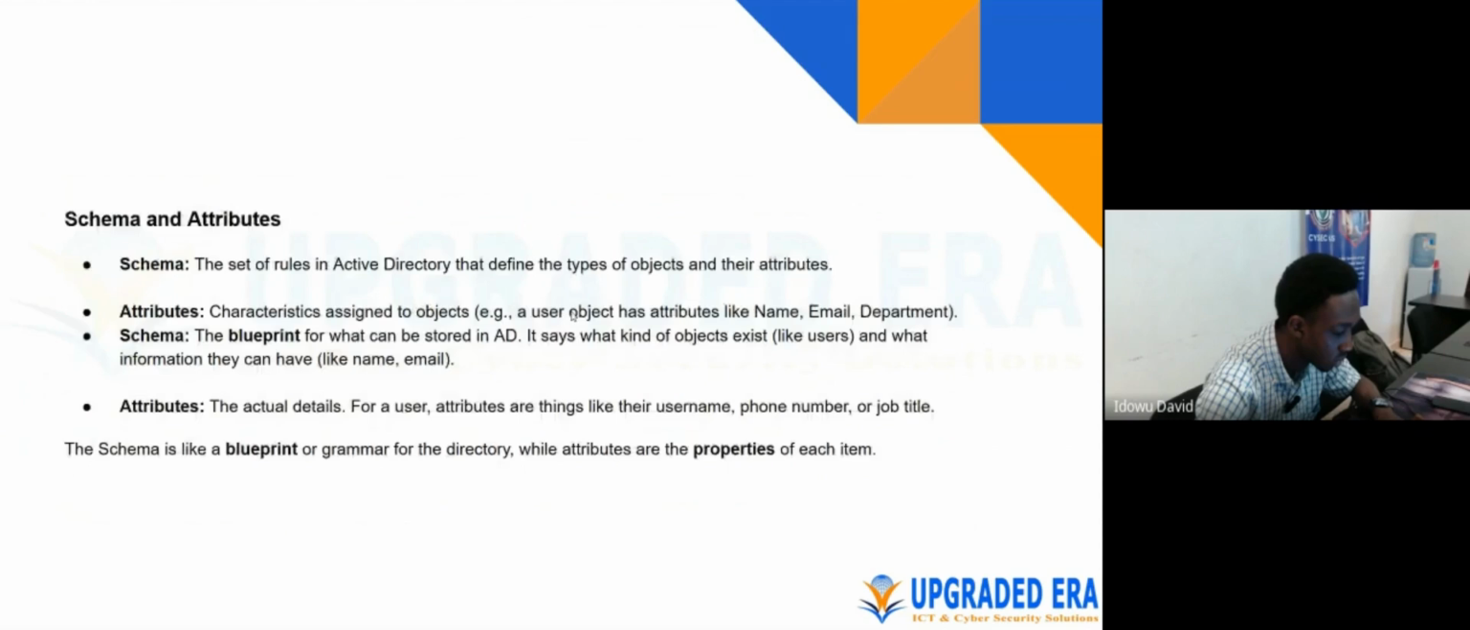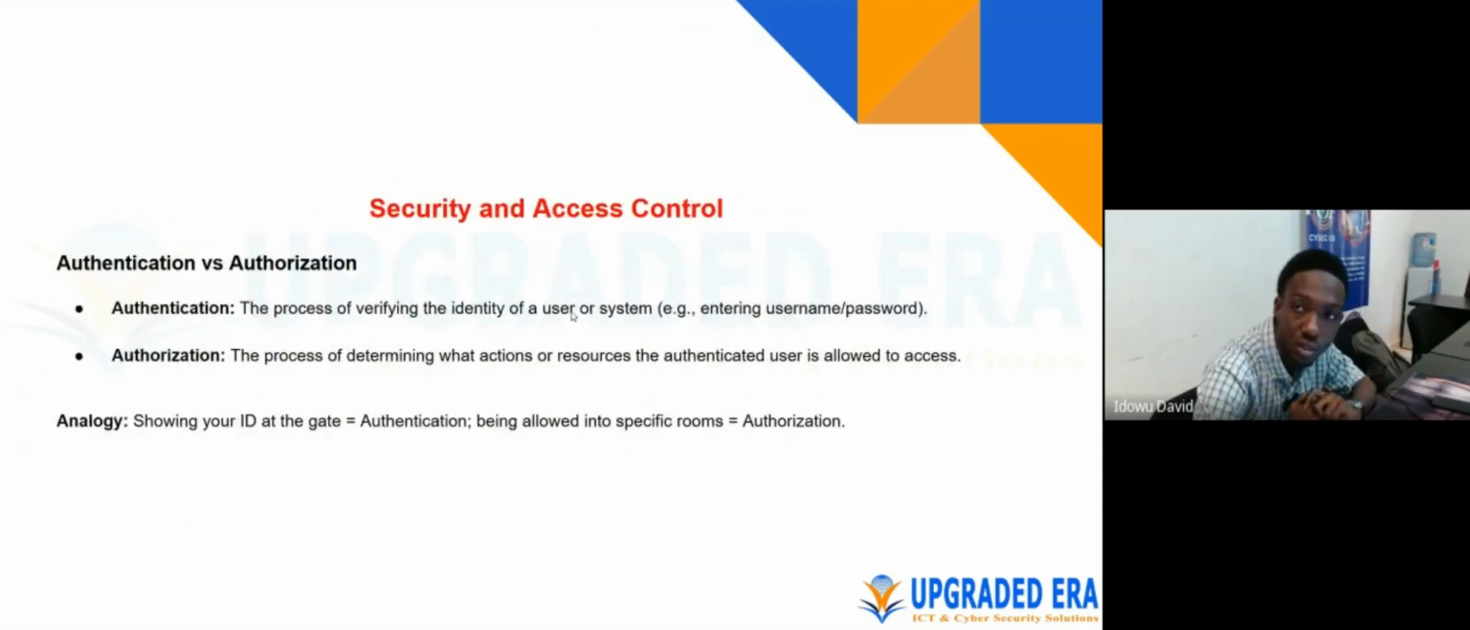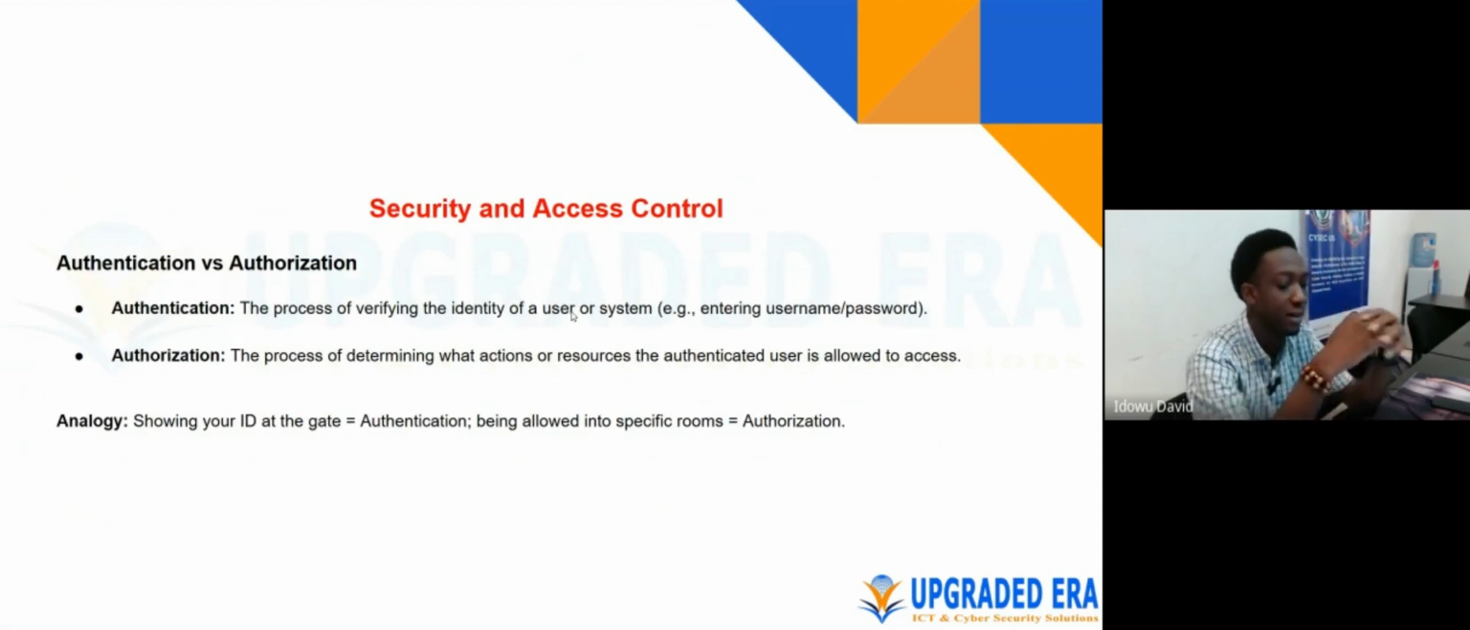Now, security and access control. So look at authentication versus authorization. Authentication is the process of verifying the identity of a user or a system, for example, entering a username and a password. Authorization is the process of determining what actions or resources the authenticated user is allowed to access. It's like showing your ID card at the gate. That's authentication. Then authorization determines the class you can go to.